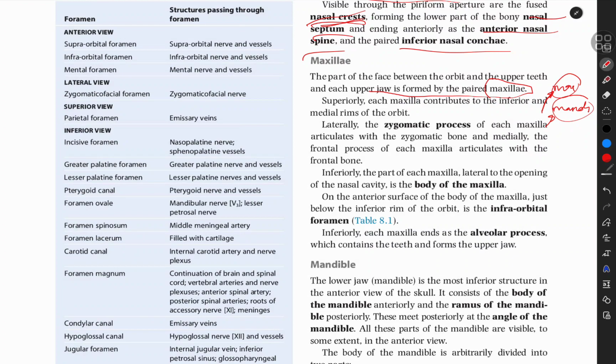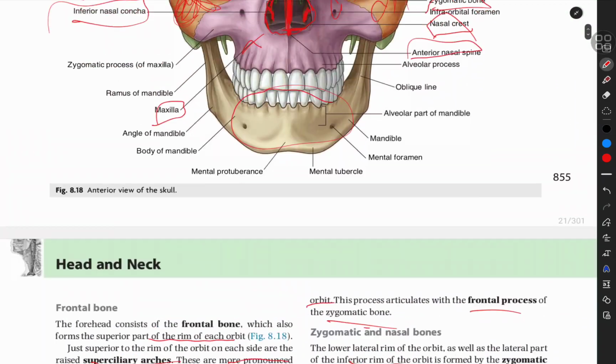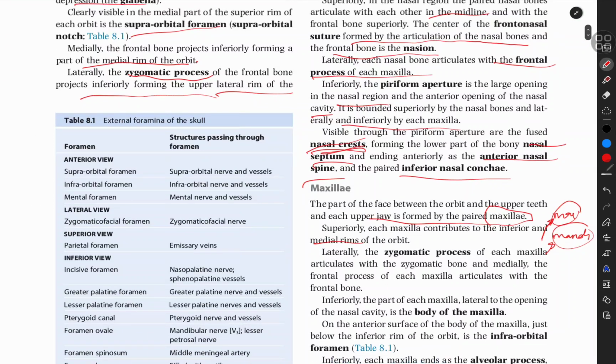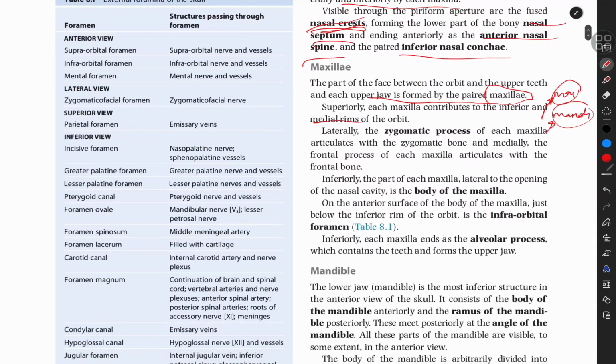Superiorly, each maxilla contributes to the inferior and medial rims of the orbit. The superior and lateral rims are formed by the frontal bone and the zygomatic bone. Here is the medial and inferomedial rim of the orbit opening, formed by the maxillae.